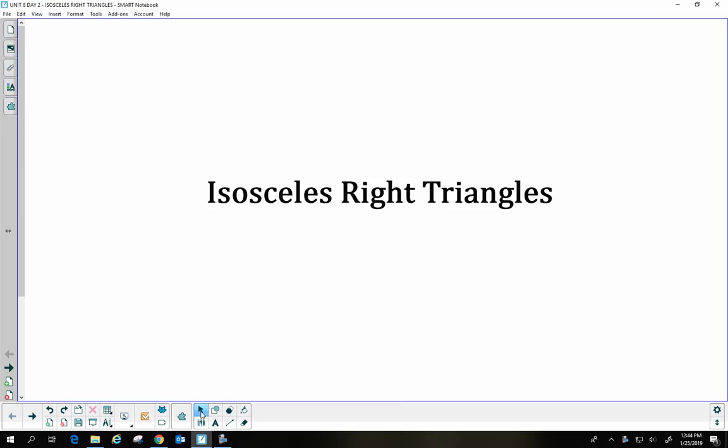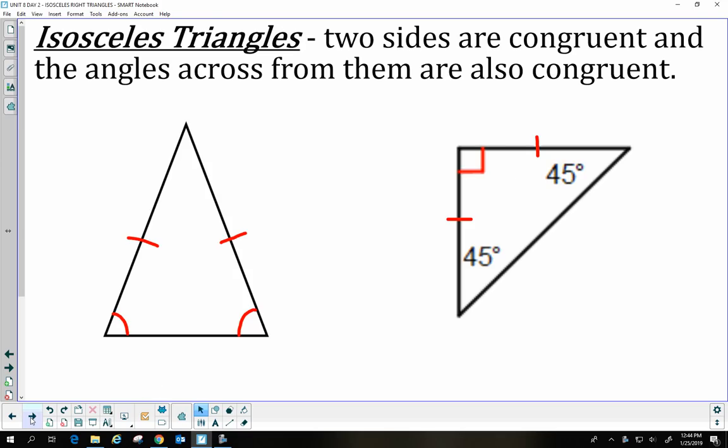Today we're going to talk more about right triangles, and we're going to talk specifically about a special type of right triangle we call isosceles right triangles. So it's first important to bring up, what does it mean to be an isosceles triangle? You might already know that. It's something you've definitely heard before, but we haven't really talked about too much this year.